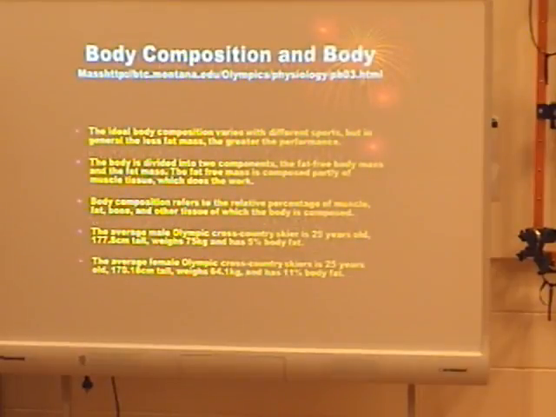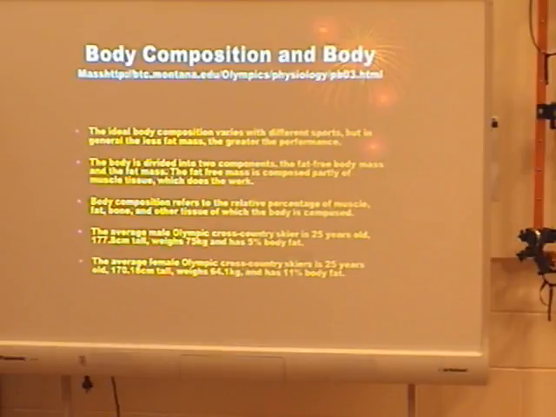So in general, you have an ideal body composition that varies quite a bit between sports, but in general, you want less fat mass. Then you'll have a better performance, and then you can divide your body into the fat-free part and the part that has fat. The fat-free mass is comprised of muscle tissue, which does most of the work, and it also has bone. But body composition refers to the percentage of muscle you have, the fat you have, the bone, and then the other organs in your body.